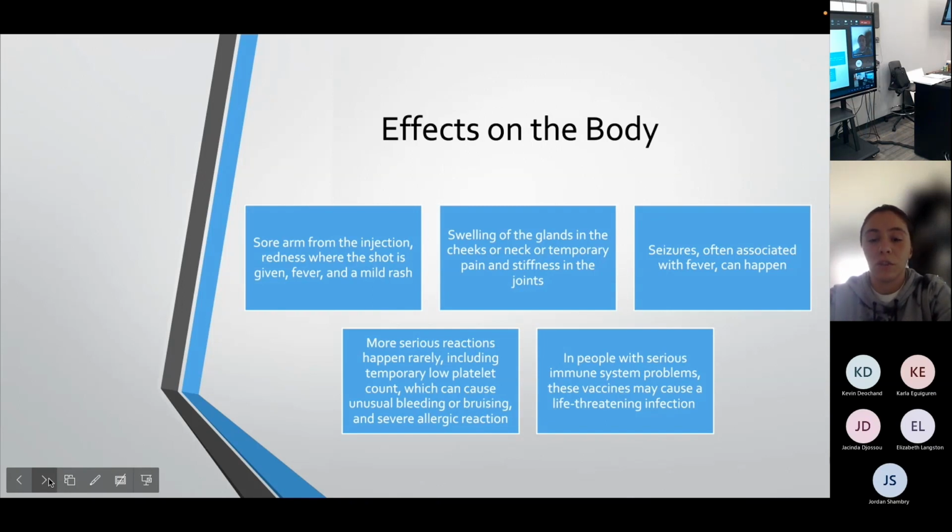However, this usually only occurs with people who have a weakened immune system, such as people suffering from leukemia or even HIV. So, like Karla and several others have already mentioned, it is not a good idea, and live attenuated vaccines should not be given to these patients.